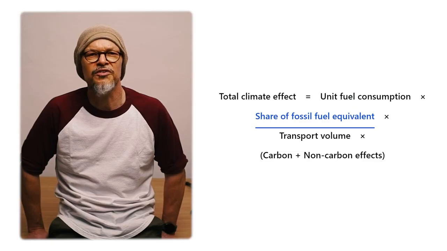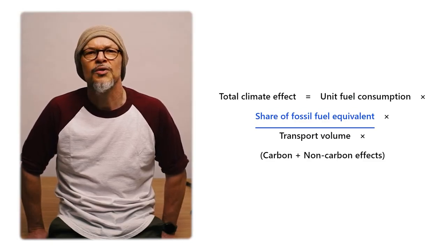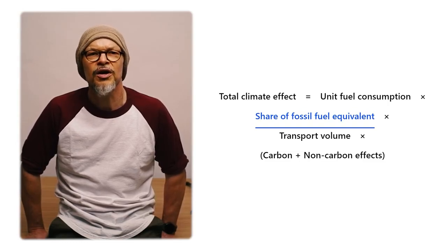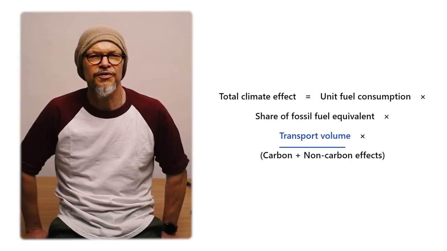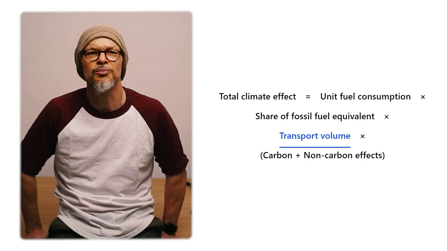The second factor is the share of fossil fuel equivalent. Even if total fuel use remains constant, emissions fall when fossil fuels are replaced by greener alternatives. This could be sustainable aviation fuel, synthetic fuels, hydrogen, or other types of green fuels. The third factor is transport volume. If demand increases significantly, total emissions can increase even if fuel efficiency improves.